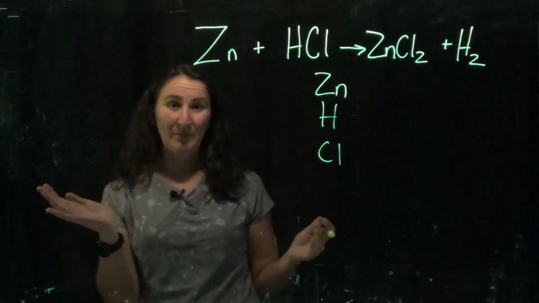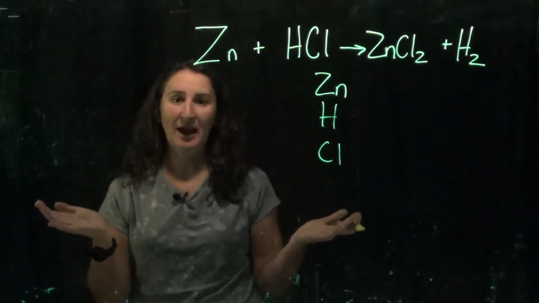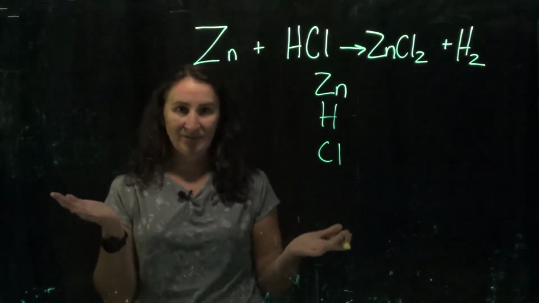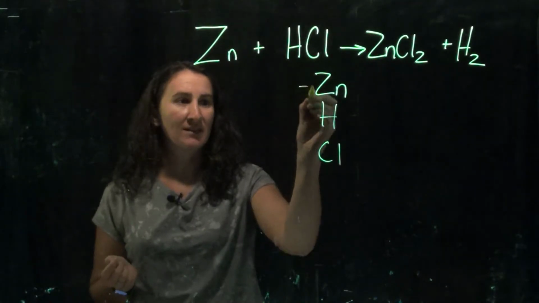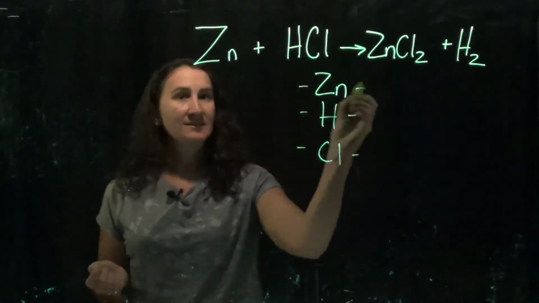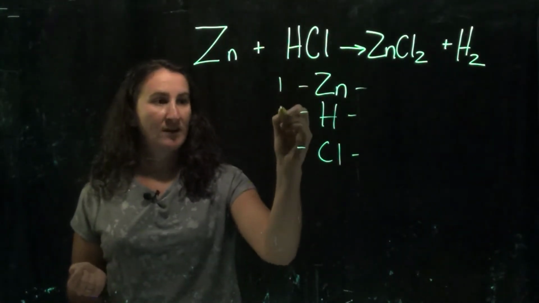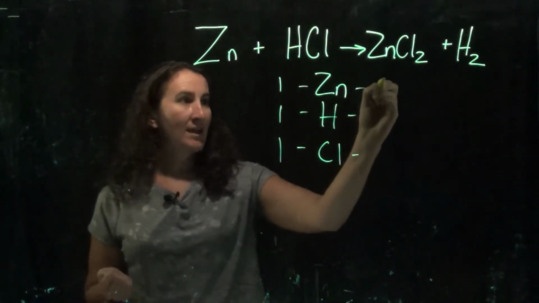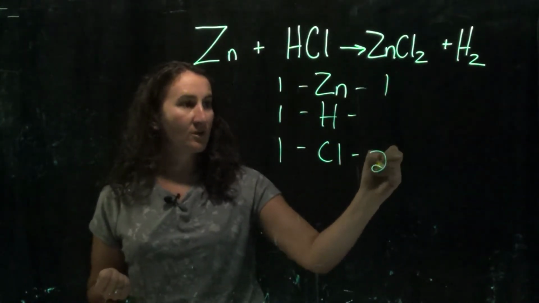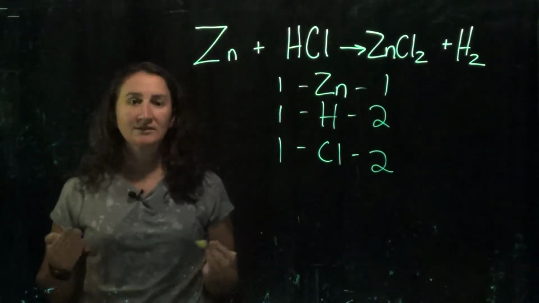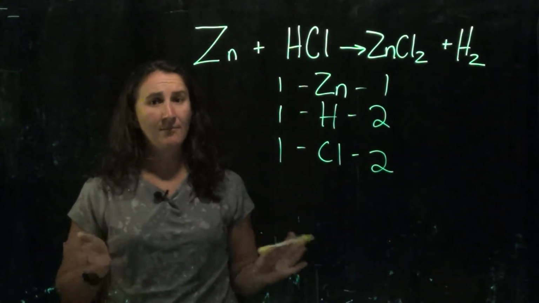We need the same number of atoms on both sides of the reaction. It's like a nice weight, and we're weighing them, we're balancing, we're trying to make things fair. So in this case, we have one zinc on this side, one hydrogen, and one chlorine. We have one zinc over here, two chlorines, and two hydrogens. So you can tell the hydrogens and the chlorines are not balanced.